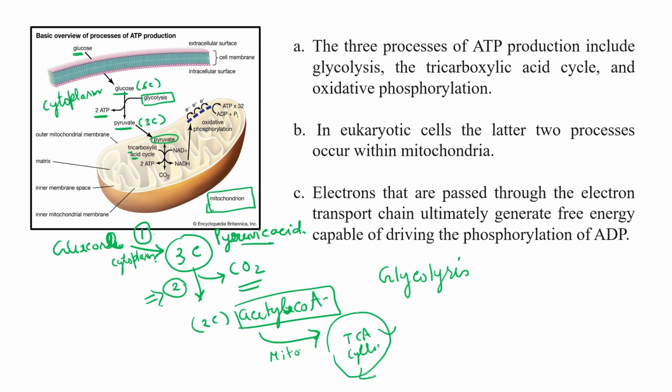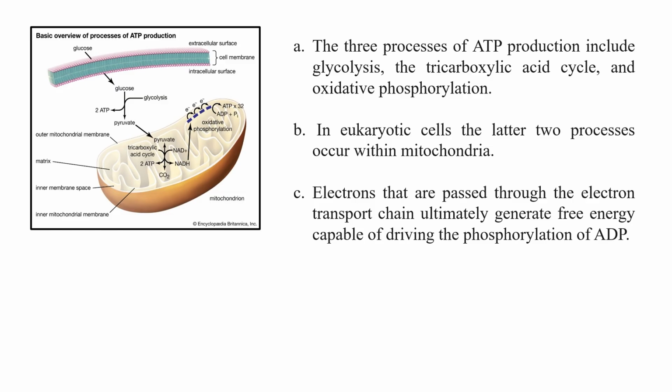So these are the steps, and after the generation of so many NADH and FADH2 during this TCA cycle, they are further utilized in oxidative phosphorylation for the production of ATP, as you can see over here. Clear?